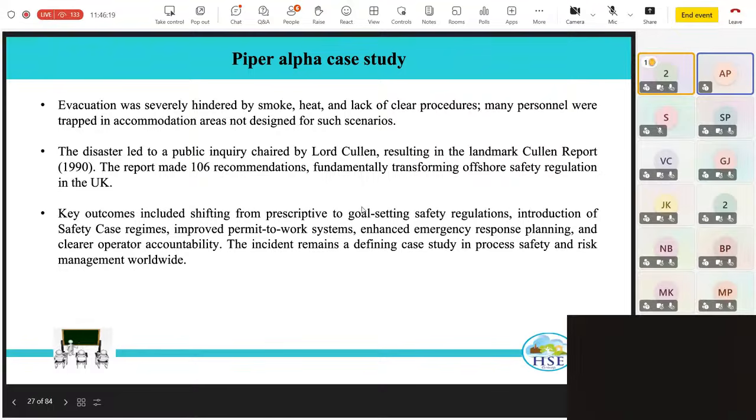Evacuation was severely hindered by smoke, heat, and lack of clear procedures. Many personnel were trapped in accommodation areas not designed for such scenarios. The disaster led to a public inquiry chaired by Lord Cullen.